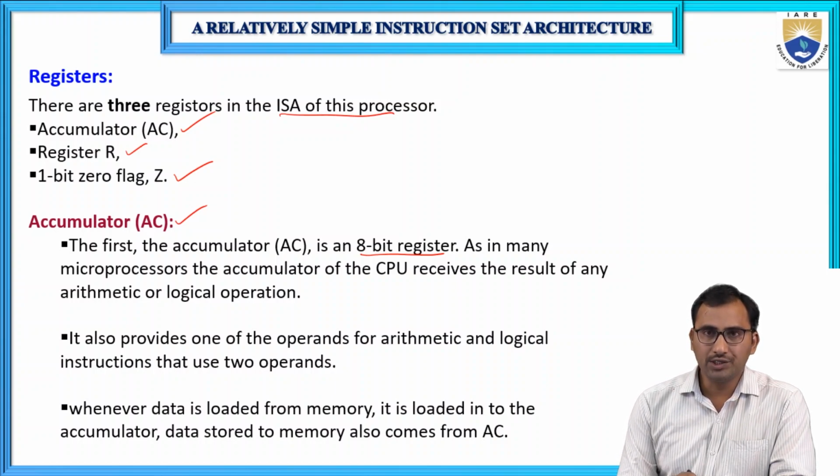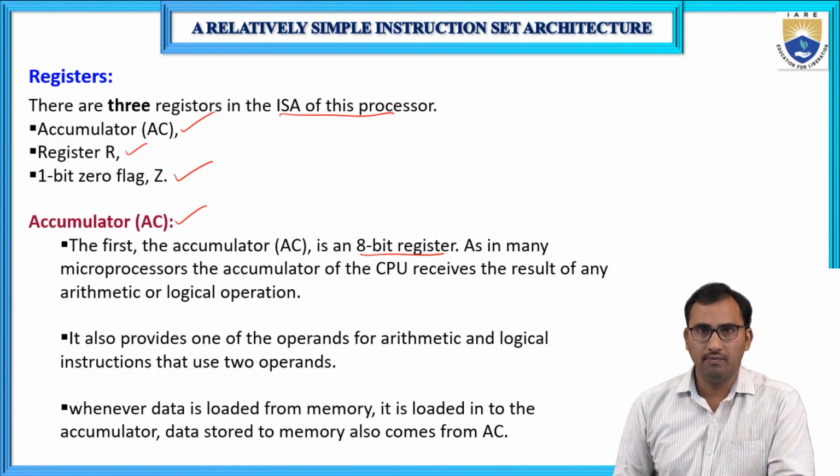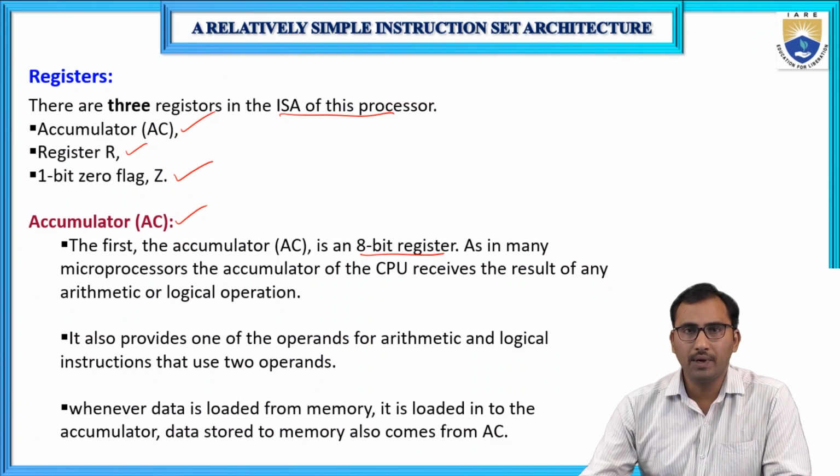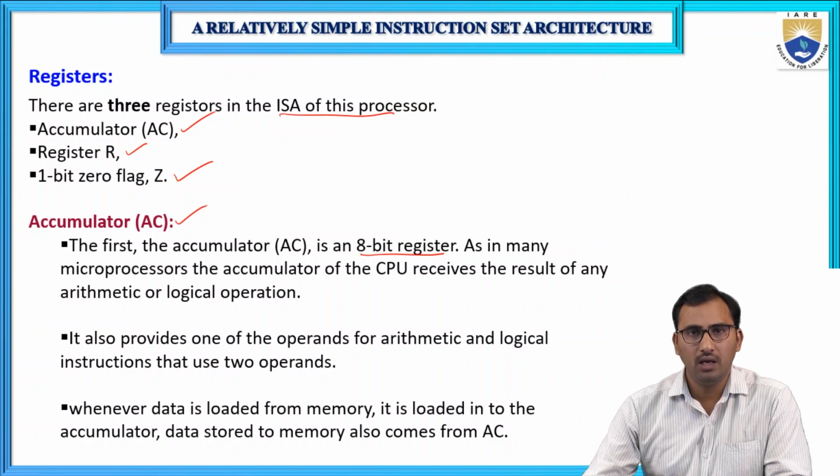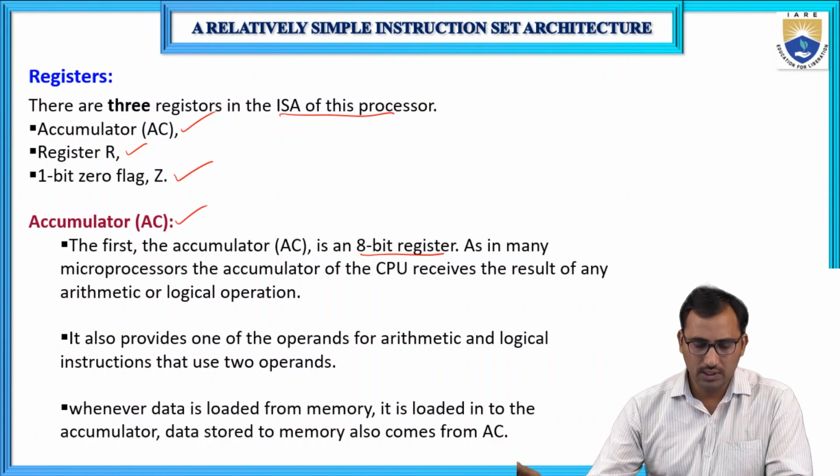And in addition to that, the accumulator is also used when data is loaded from memory. Whenever data is loaded from the memory, first the data is copied from the memory into the accumulator. Similarly, when we are storing any data into the memory, the data from the accumulator is taken and placed in the memory. So when we are reading and writing data from and onto the memory, we are using this accumulator.